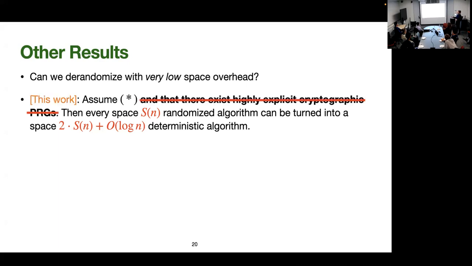We prove the exact same thing, getting rid of the crypto. So we're able to show that if you make some standard, albeit high-end, hardness to randomness assumption, then you get the exact same conclusion. And in the time-bounded case, it's not really known how to get this high-end de-randomization from standard hardness to randomness assumptions.